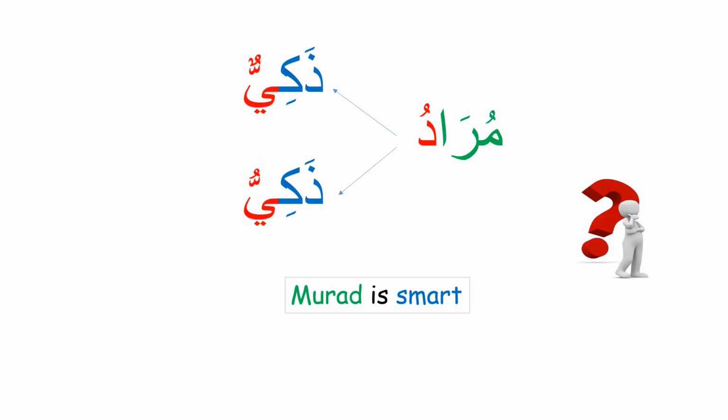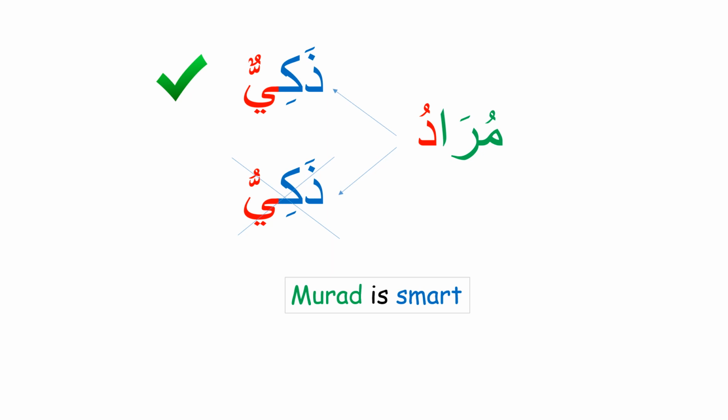Now, if we want to put knowledge into practice, we can say, for example, Muradu, which is a masculine name. Please note the nominative case. Muradu is he ذكي or ذكي? ذكي, you've guessed it, because the predicate has to be indefinite, so we definitely need تنوين. And the sentence will be مراد ذكي.